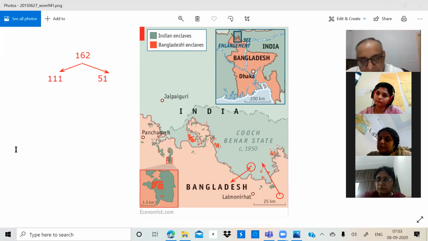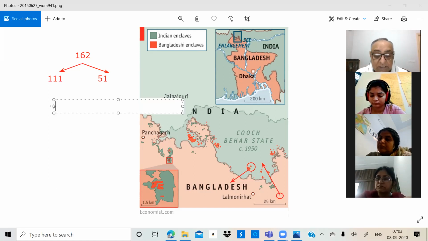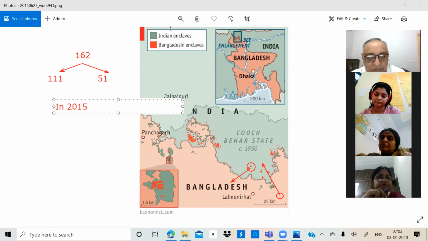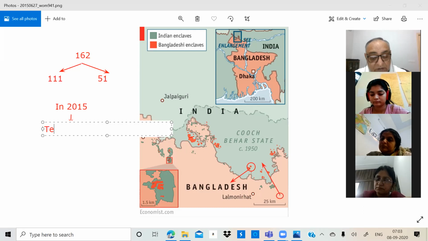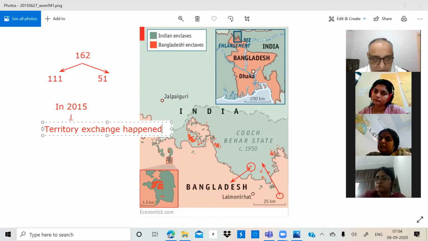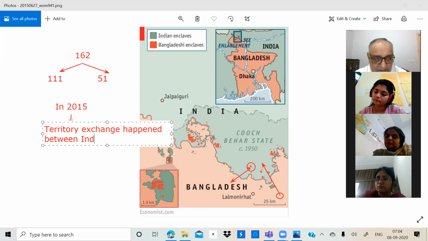And then in 2015, this land boundary agreement was implemented, right? In 2015, this got implemented. Is it clear, beta? Yes, sir. Right? So 2015 में what happened? Territory exchange happened between India and Bangladesh, which is called the territory swap.